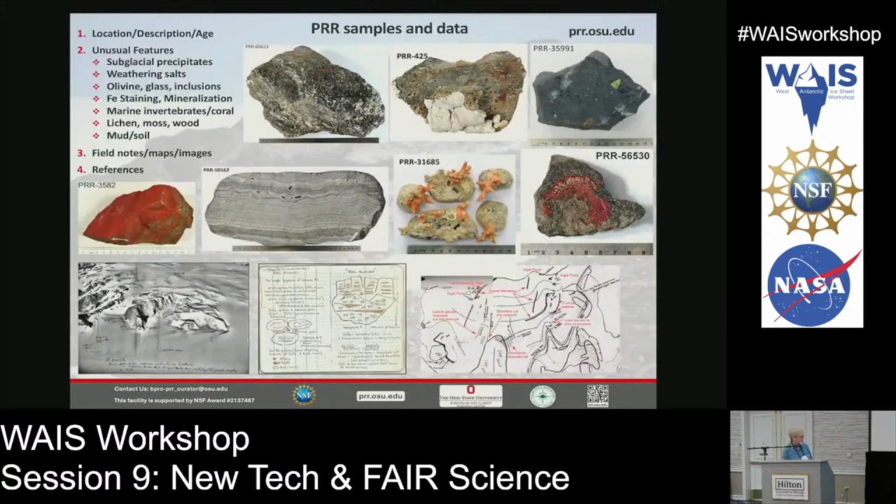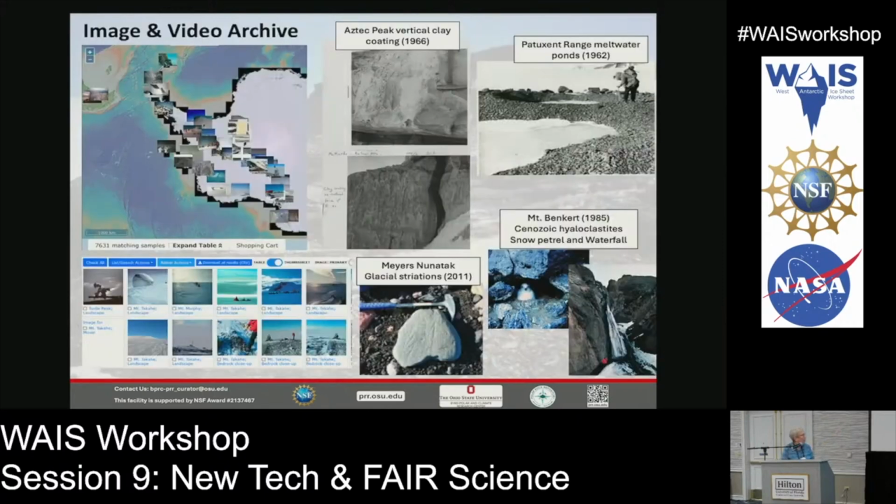Striations on erratics here, Myers-Noatak. A place called Mount Beckert at the base of the Antarctic Peninsula. We have snowy petrel nesting sites where you can do these, I think, Mumio deposits, or I'm not sure how you pronounce it, where people are starting to carbon-14 date the deposits left by these snowy petrels.